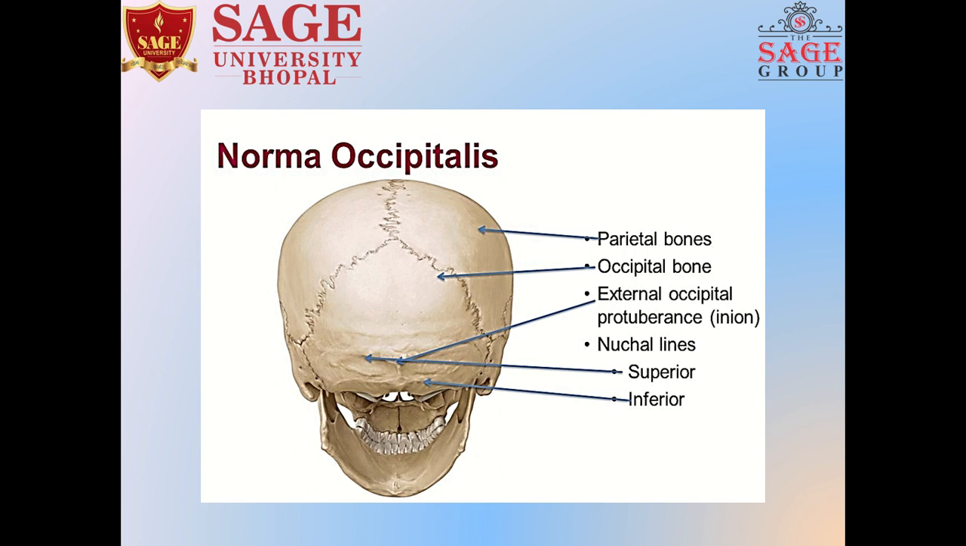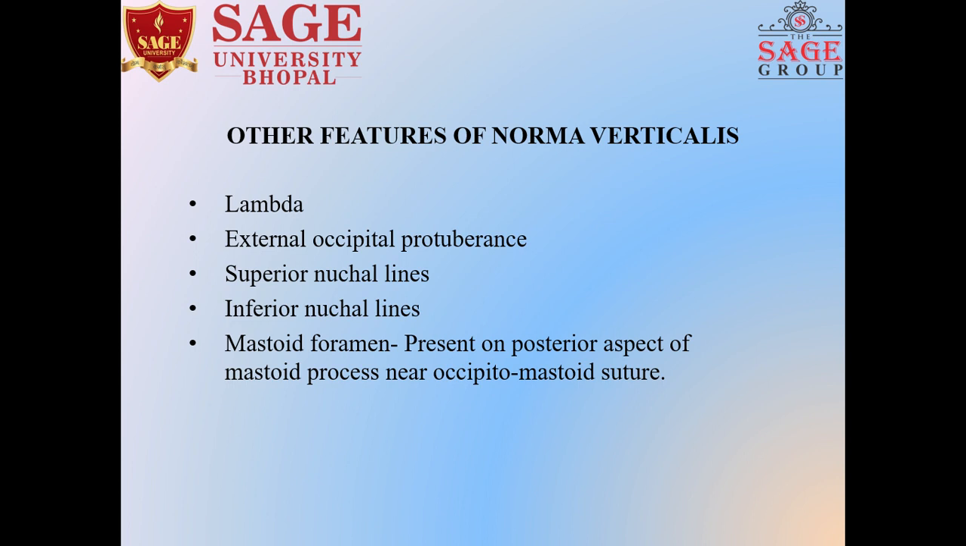Here we can see the parietal bones, occipital bone, and external occipital protuberance, which is also known as the inion. The features that we see in norma occipitalis are lambda, the point where the sagittal suture and lambdoid suture meet, the external occipital protuberance, superior nuchal lines, and inferior nuchal lines. These three provide anchoring points to neck muscles. And the last one is the mastoid foramen, which is present on the posterior aspect of the mastoid process near the occipitomastoid suture.